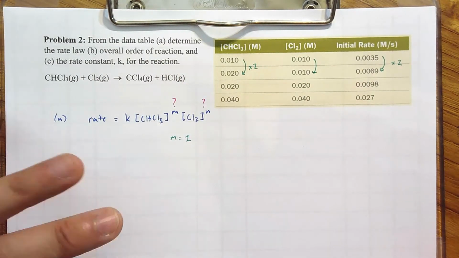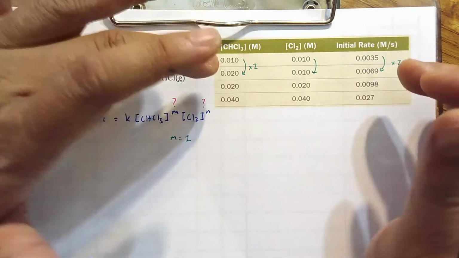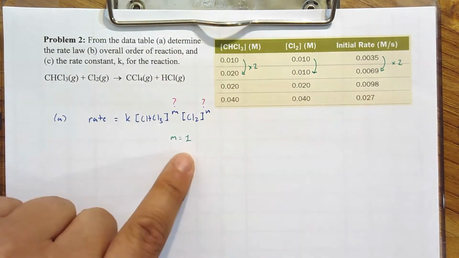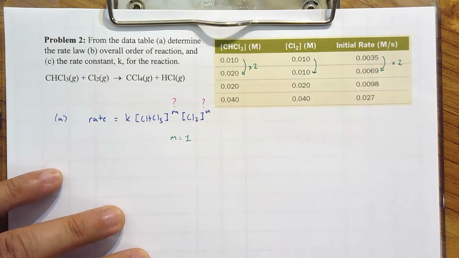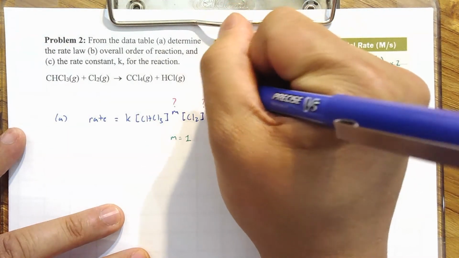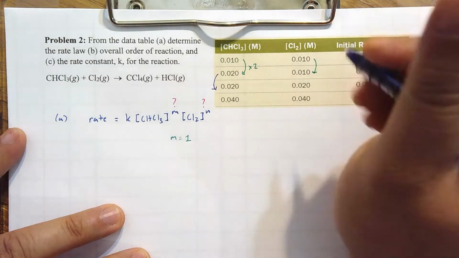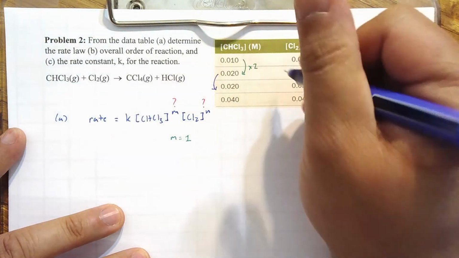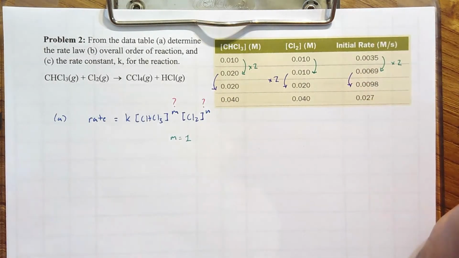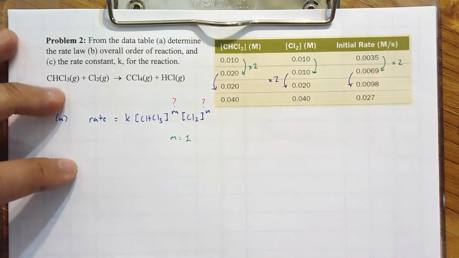Right now, I'm not going to do the math for the CHCl3. I think it is m equals 1. Let's take a look at Cl2. And again, we're doing this again, the trial 2 and 3. That stays the same, but this is the one that doubles. And now this one, I'm going to need my calculator.